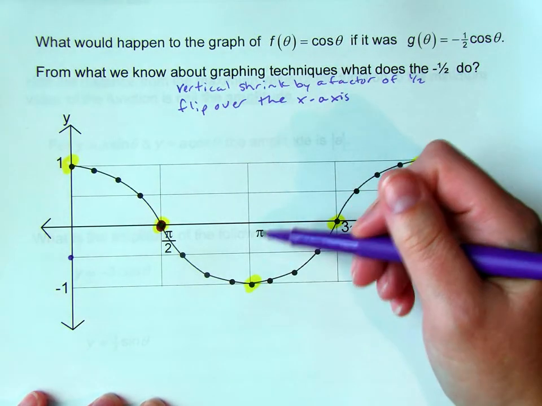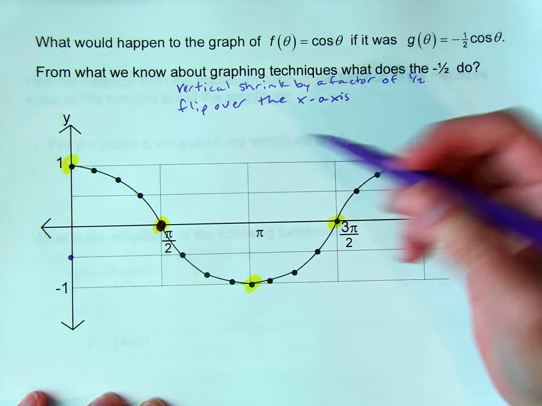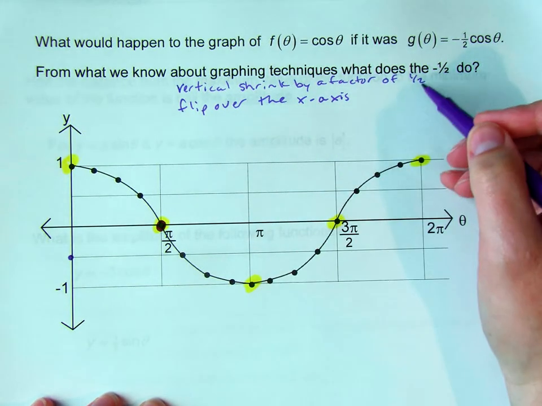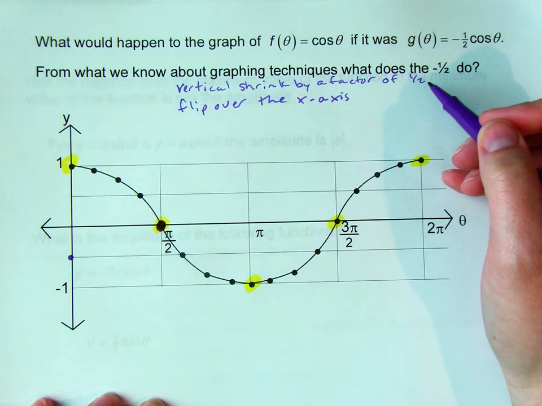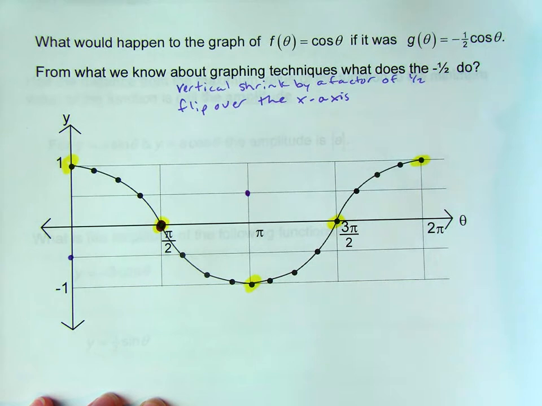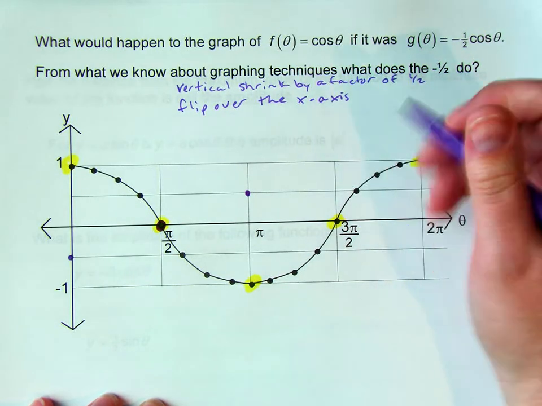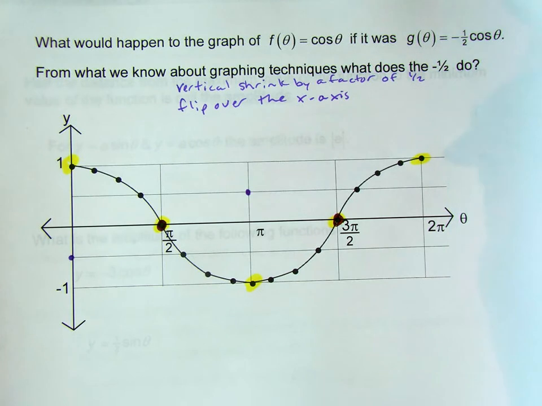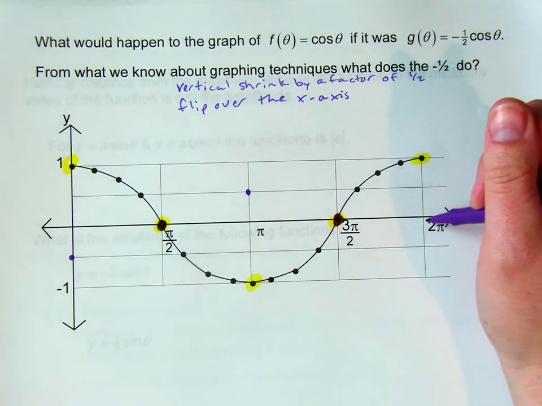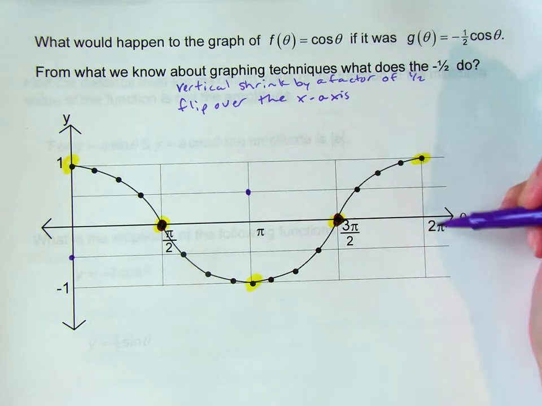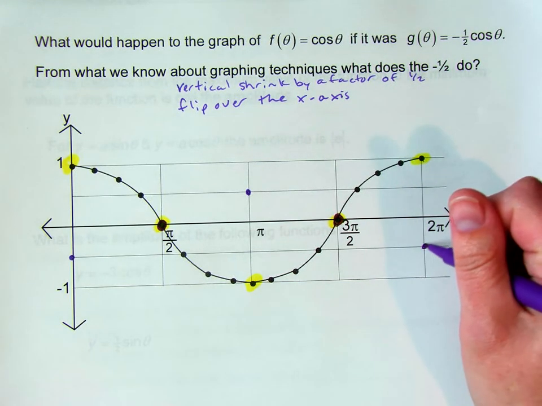Pi and negative 1. Negative 1 is 1 away, so 1 times 1/2 is 1/2. Instead of down, we're going to go up. 3 pi over 2, 0 is not going to move because 0 times 1/2 is 0, and it'll flip over the x-axis. It's on the x-axis, so it doesn't flip. Pi over 2, 1. 1 times 1/2 is 1/2. Instead of up, we're going to go down.